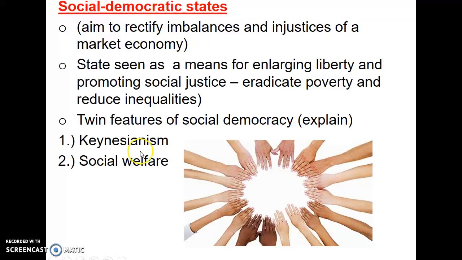Keynesianism basically means to manage or regulate capitalism with a view to promoting growth and maintaining full employment. Social welfare refers to the promotion of social well-being among citizens, enabling them with the principle of individual empowerment. This shifts from the negative view of the state to a positive view. In other words, the state is a necessary evil, the point being to enlarge liberty and promote justice in society.